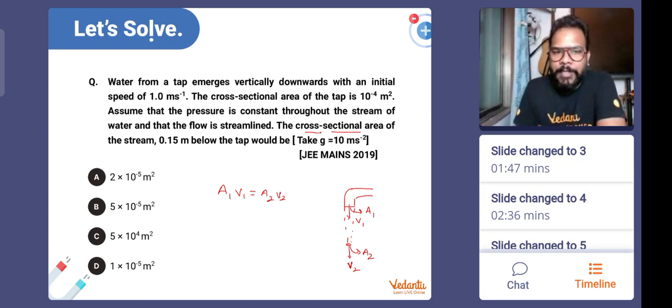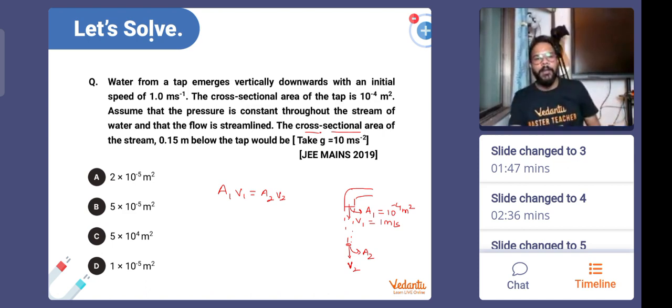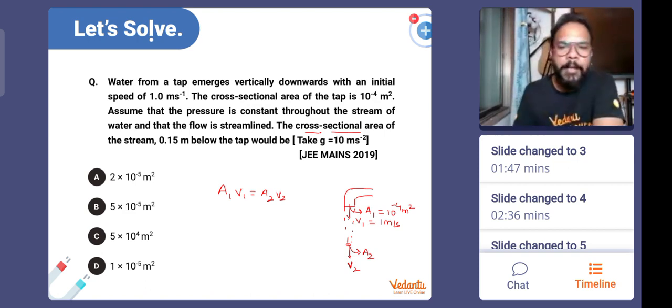Water from a tap emerges vertically downward with an initial speed of 1 meter per second. So the V1 value is given, 1 meter per second, and the area of cross-section is also given, 10 to the power minus 4 meter square, or 1 centimeter square. The liquid is assumed to be flowing streamline. Find out the area of cross-section.